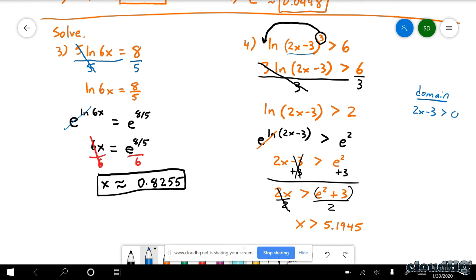This was on the last quiz, and some people didn't remember what to do. But you would say that that domain, or that 2x minus 3 has to be greater than 0. So now you can solve that. So we know that x has to be greater than 3/2, or 1 1/2. So if I come down here to my answer, I said that x had to be greater than 5.1945. Is all of that okay in the domain? Yep, it is. So that's your answer. We don't have to restrict it.